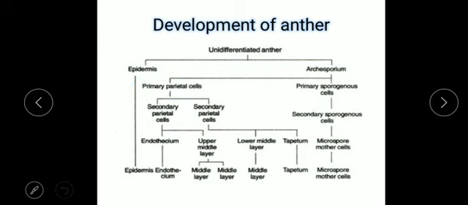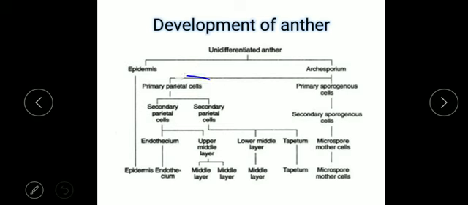Now first we are going to see the sporogenous cell. The name itself indicates that the sporogenous cell will give rise to the microspore mother cell, which ultimately will give rise to the pollen grain, that is the male gametophyte.